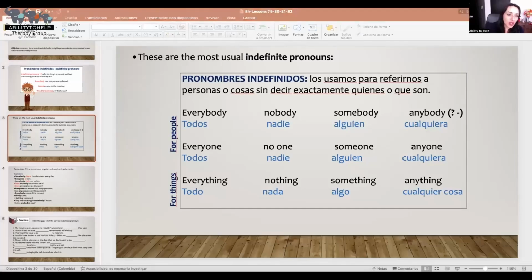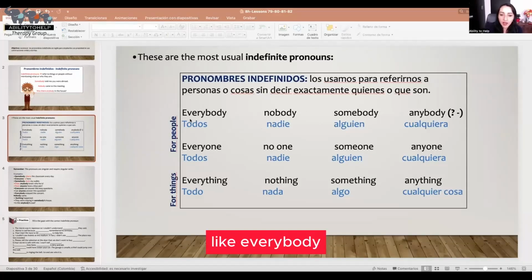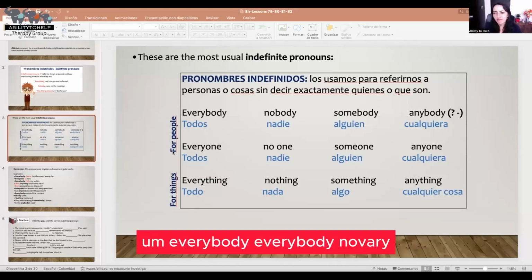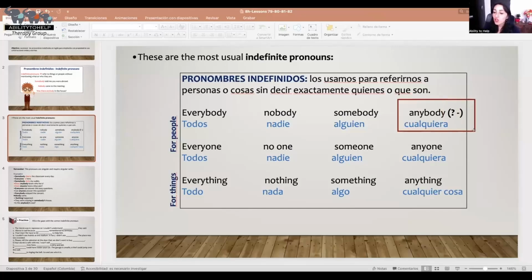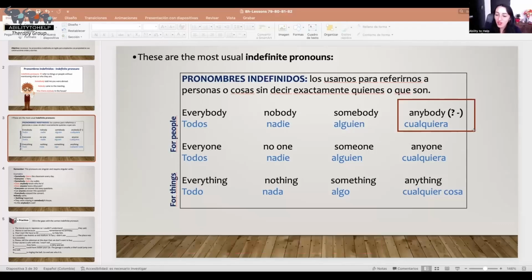So look at this chart. We have different kinds of indefinite pronouns, like everybody, everyone, everything. Okay, body is when you talk about people. Everybody, nobody, somebody, anybody. So we have anybody. Maybe this kind of indefinite pronoun is new for you because anybody just appears when you write negative sentences or questions. So that's why you have to be careful with anybody.